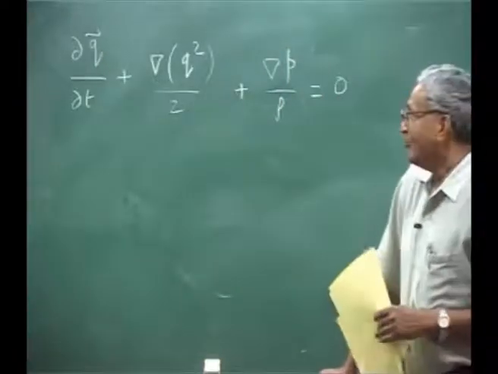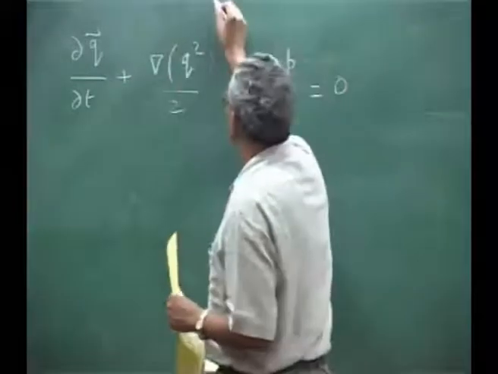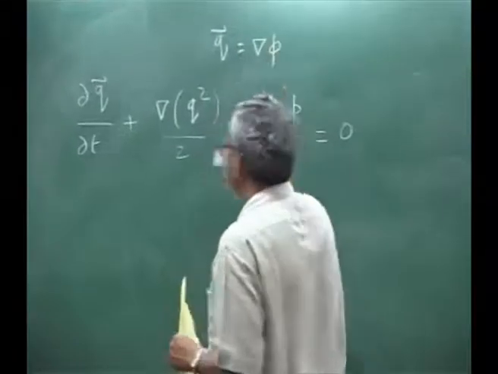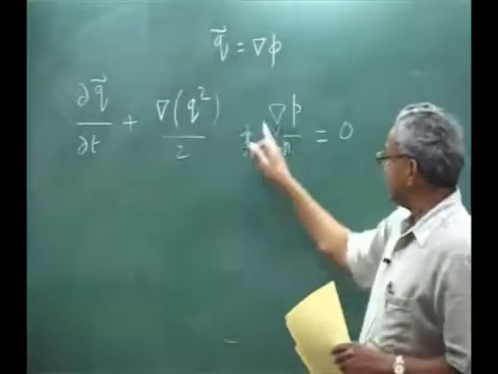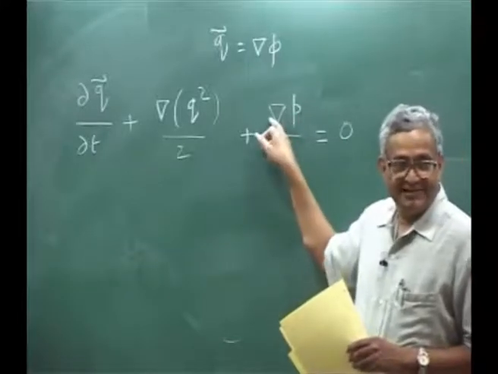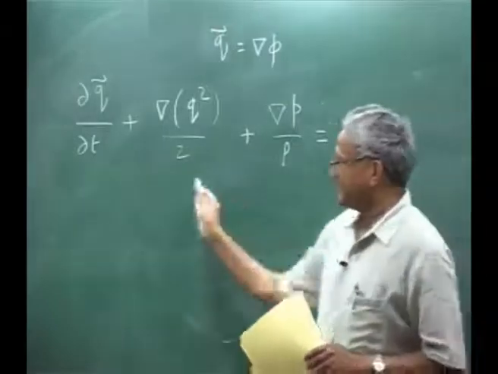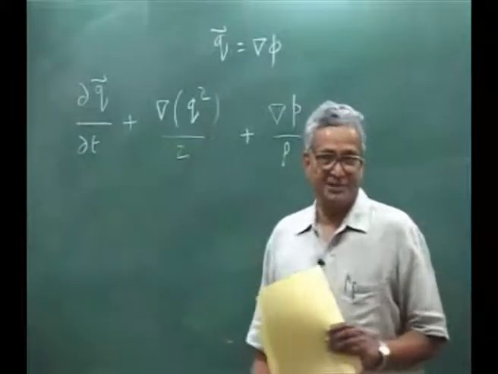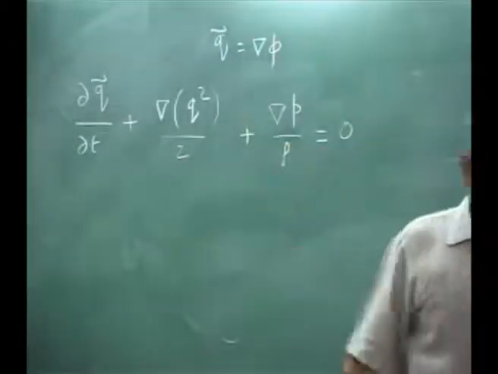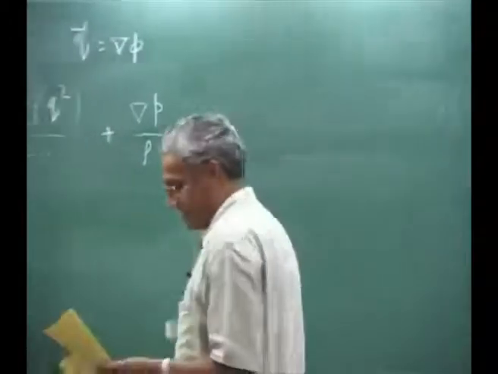You know that q is del phi. You try to write this expression also as del of some term. Then you can take del outside. That means whatever term is inside is constant everywhere, because it is independent of the position. That is what we will do.